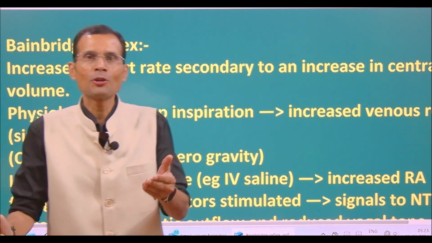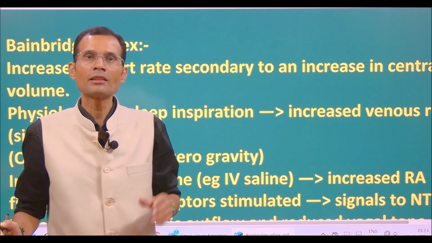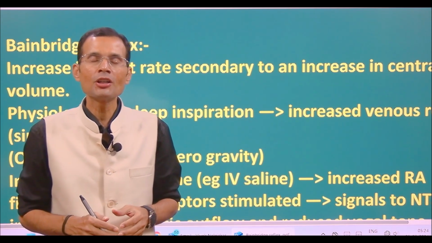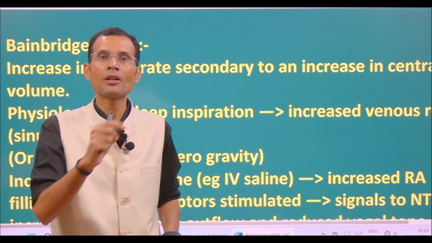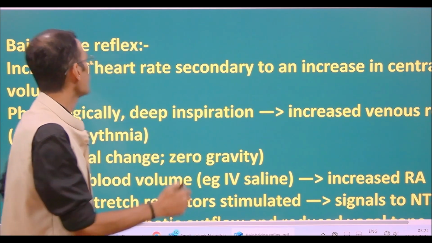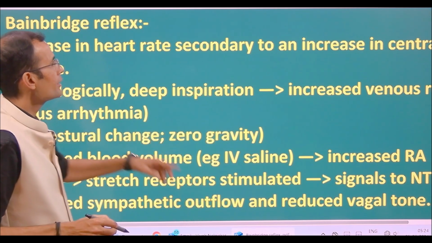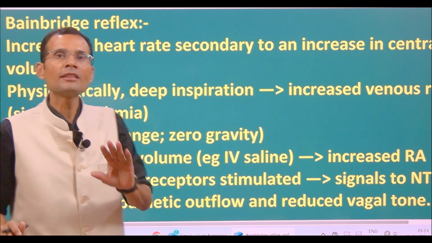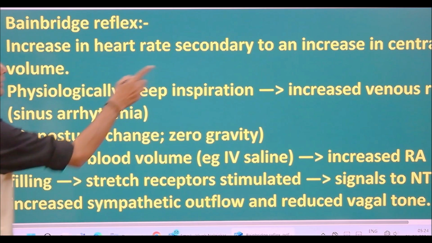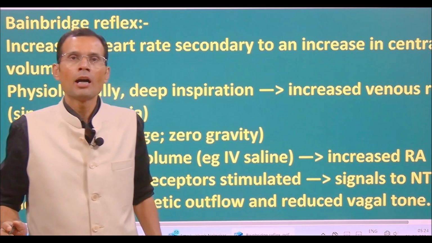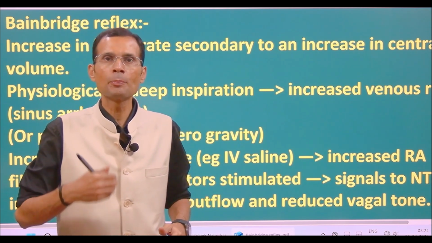Most of the things we have already mentioned in the previous part: the Bainbridge reflex is triggered by stimulation of mechanoreceptors in the atrial wall, right? So, increase in the heart rate secondary to an increase in the central blood volume. That's the definition of the Bainbridge reflex. Increase in the heart rate, mind you.